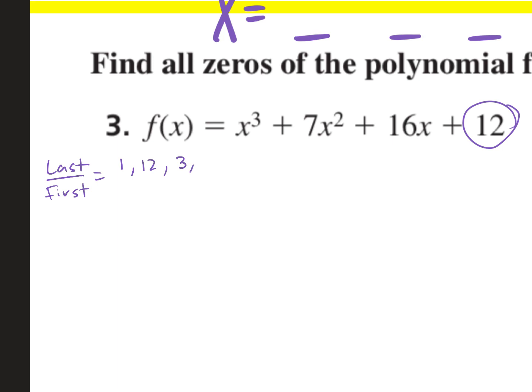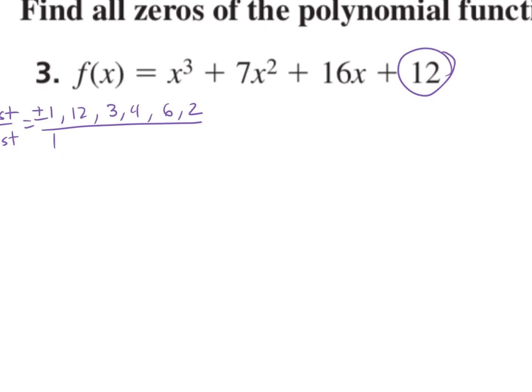1 and 12, 3 and 4, and 6 and 2. And all of these are plus or minus. What are factors of my first? 1. So we're just dealing with the whole numbers here. Yes. So these are our possible options. So we need to test one of them.